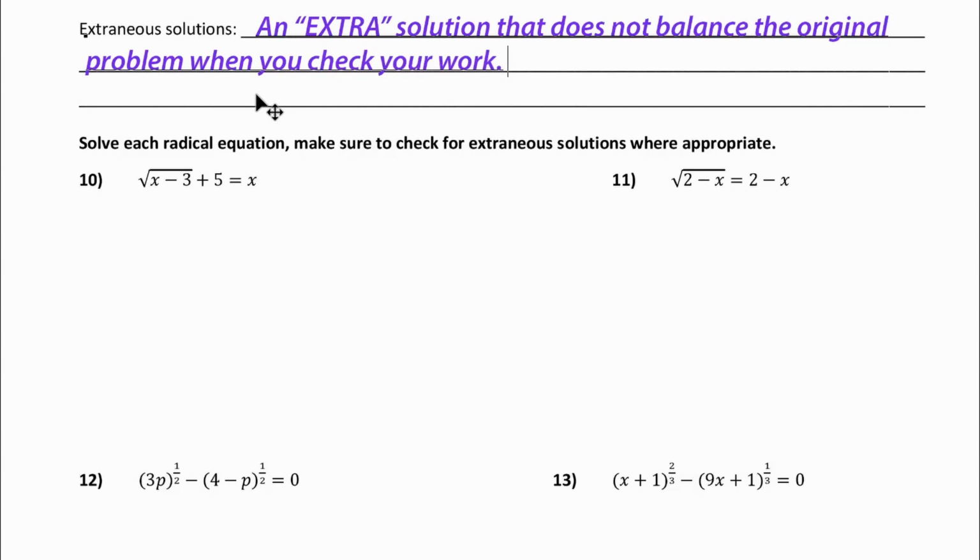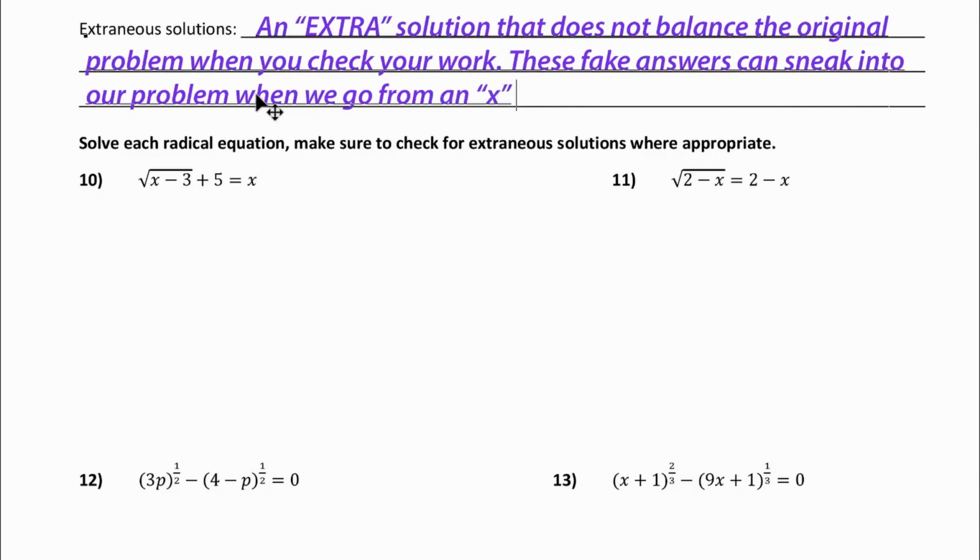Now, we can kind of know that this situation arises when something happens through the problem. None of the front questions have extraneous solutions. And so it's kind of good to recognize when you might be dealing with extraneous solutions. So these fake answers, if you will, they can sneak in. They sneak into our problem when we go from an x to an x squared.